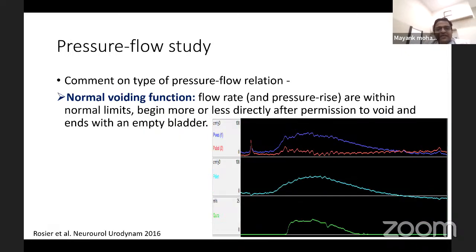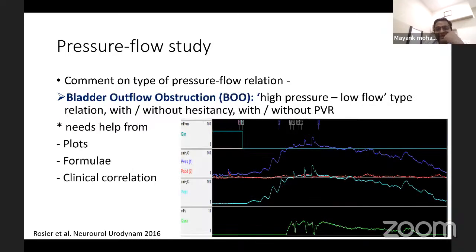As per ICS, you record your interpretation like this: normal voiding function. So you have a pressure rise and flow rate within normal limits, with little hesitancy, and the patient voids to completion. Then you have bladder outflow obstruction, which is high pressure, low flow type, with or without hesitancy, with or without elevated post void residue. Now, to interpret it properly, we need the help of formulae, plots, and clinical correlation.